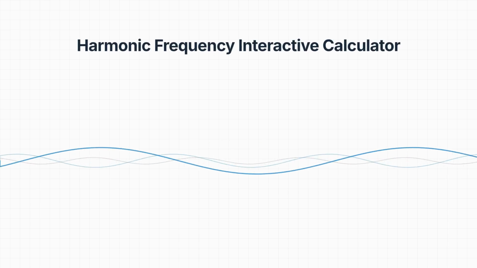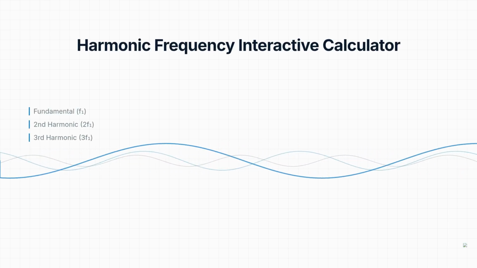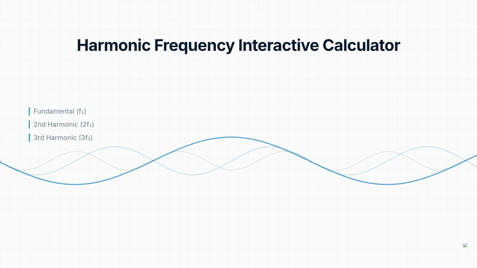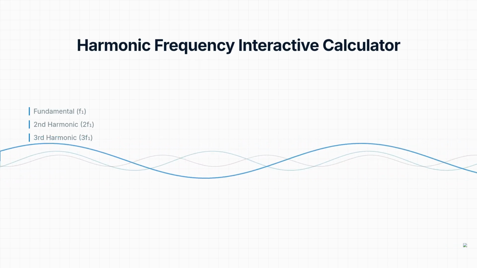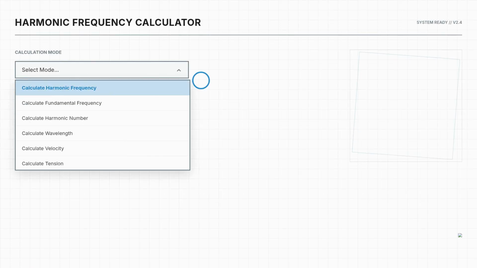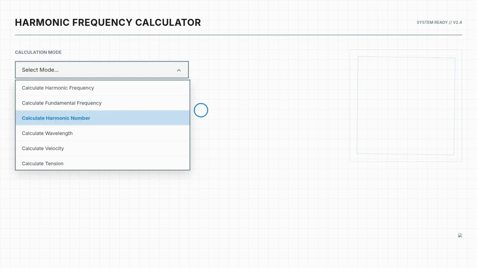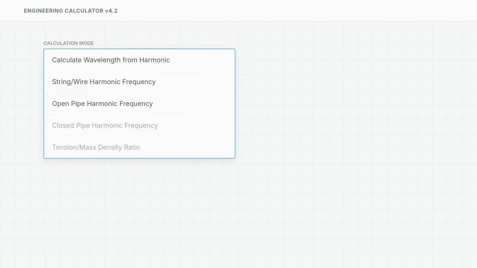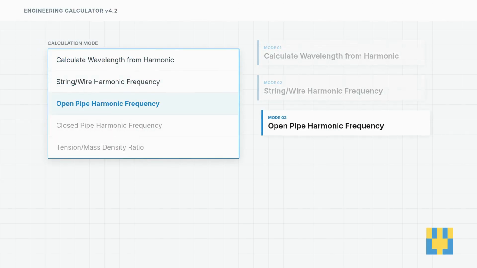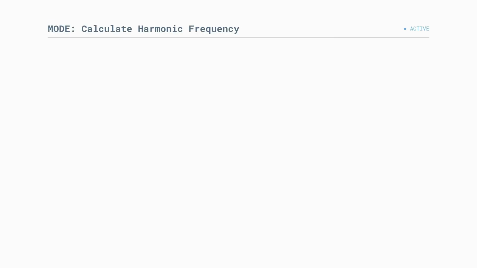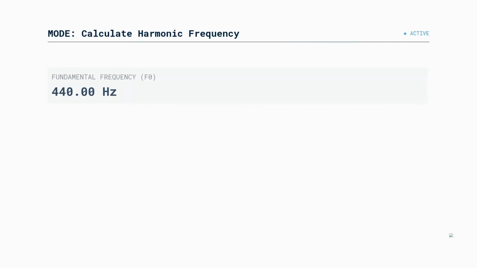The harmonic frequency. Interactive calculator solves for harmonic frequencies, fundamental frequencies, wavelengths, and other wave properties in engineering applications. The calculator has a drop-down menu called Calculation Mode with 6 options: calculate harmonic frequency, calculate fundamental frequency, calculate harmonic number, calculate wavelength from harmonic, string wire harmonic frequency, and open pipe harmonic frequency. For this demonstration, I've selected Calculate Harmonic Frequency.